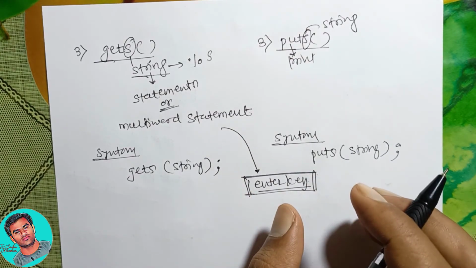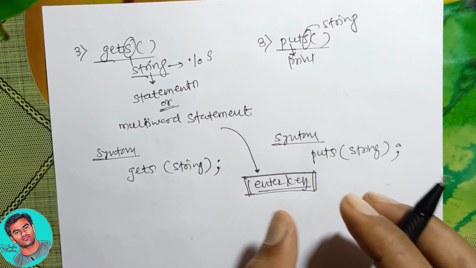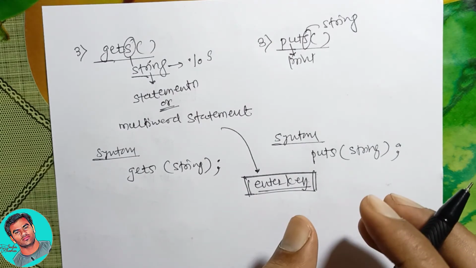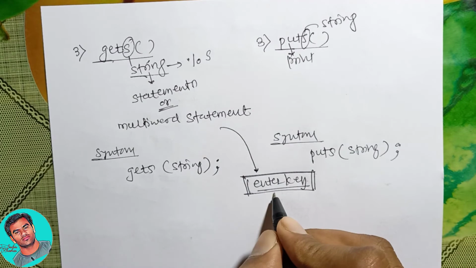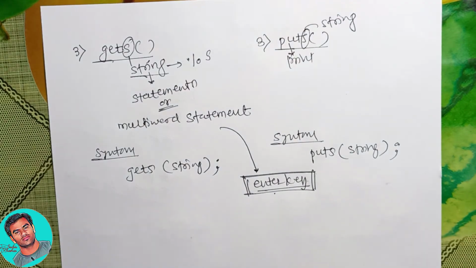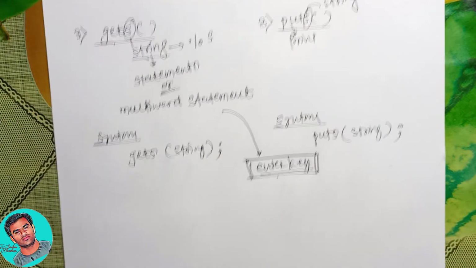As many characters as we give to the console, it takes every character including space also, but when we press an enter key, it is going to terminate that console. That is the major difference here.